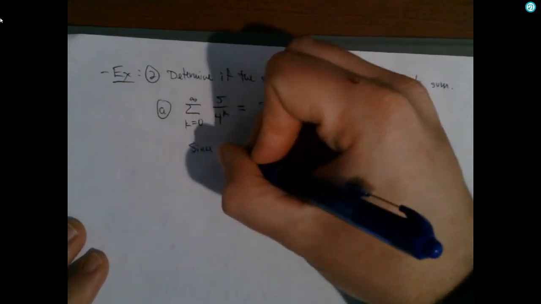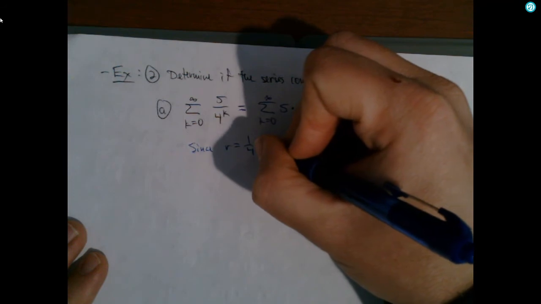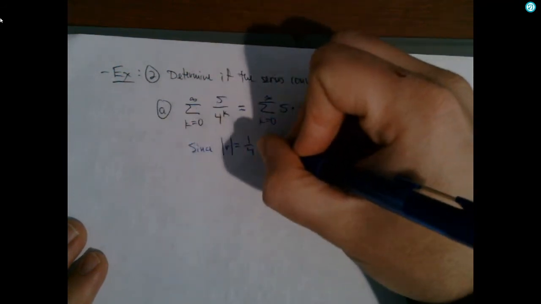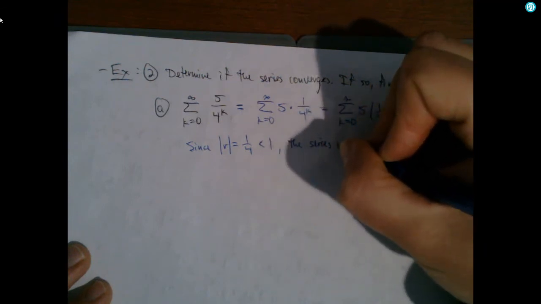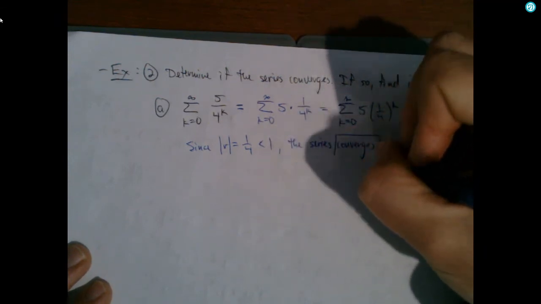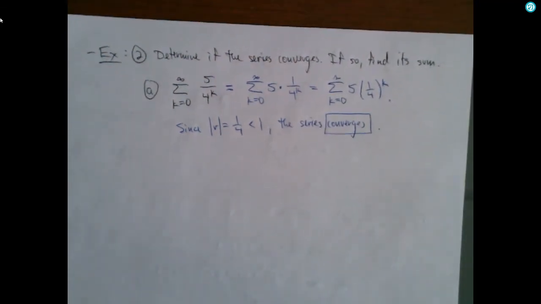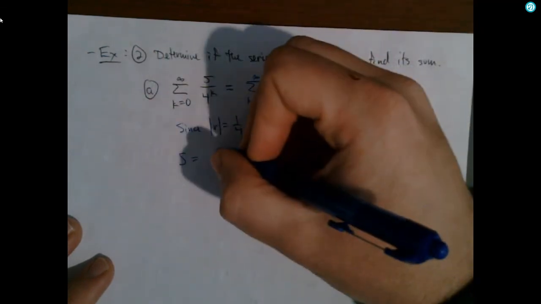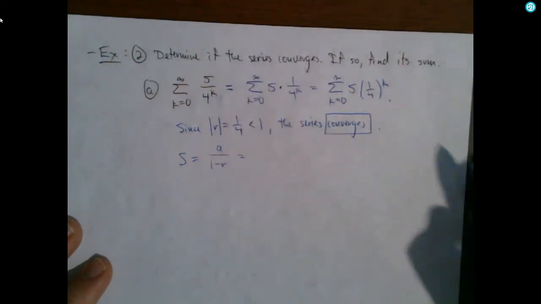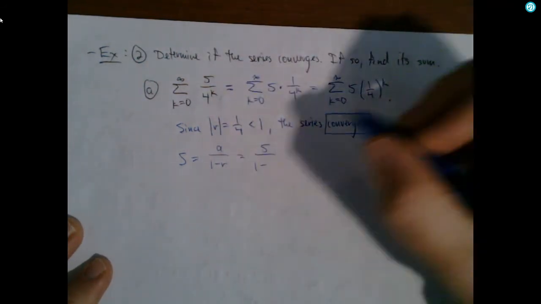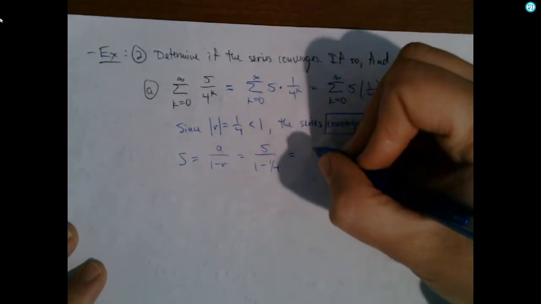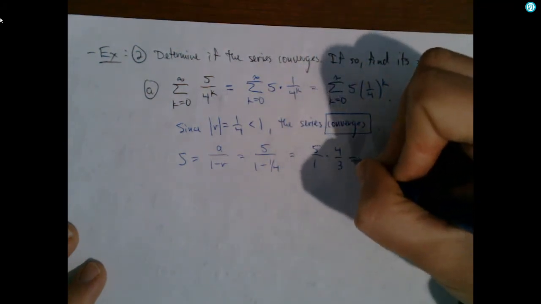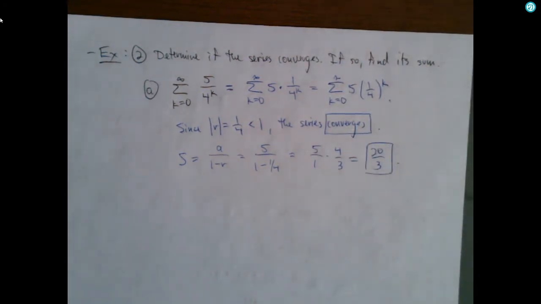So the absolute value of r is 1/4, which is less than 1. So since the absolute value of r is less than 1, this series converges. Now, what does it converge to? Well, the sum s is going to be a over 1 minus r. So in this case, that's 5 over 1 minus 1/4. So 5 divided by 3/4 is the same as 5 times 4/3, so 20/3. Okay, so it converges to 20/3. All right, so there's that one.